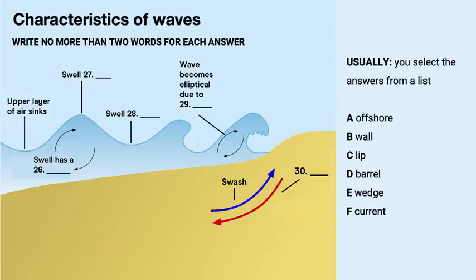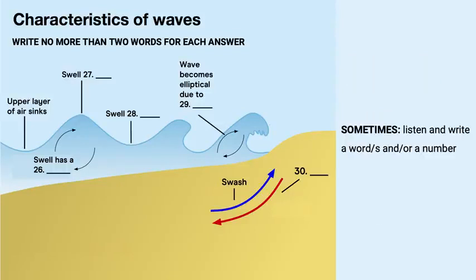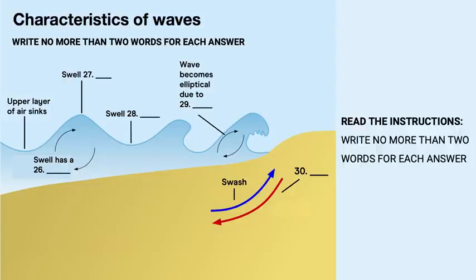Usually you'll select the answers from a list. For example, you'll see a list of A, B, C, D, E, and F, and you'll be putting a letter next to the number. Sometimes you need to listen and write a word or words and or a number directly into the gap. And that's what we're going to do in this one. Of course, you need to read the instructions if this is the case. In this one, we're going to write no more than 2 words for each answer.